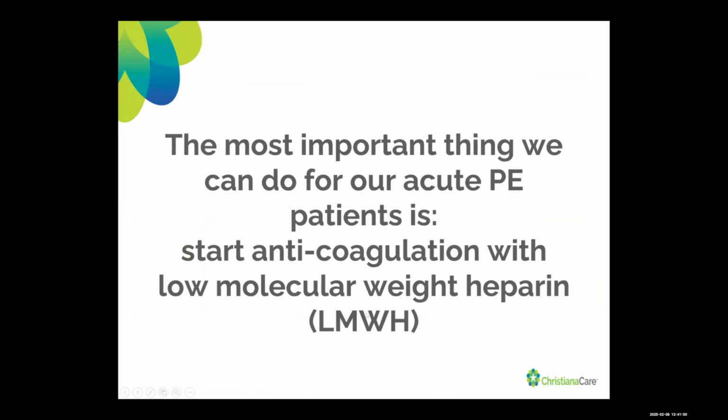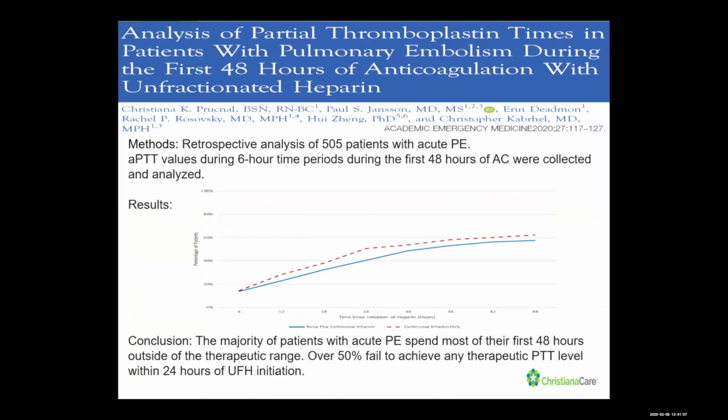So the most important thing we can do for an acute PE patient is give them enoxaparin, low molecular weight heparin. This is a study from MGH that shows that when we give unfractionated heparin infusion, only about 50% of the patients within 24 hours reach therapeutic levels, which is unacceptable with PE. Those first 24 to 48 hours are critical. We want all of them within therapeutic range. So Lovenox beats heparin on this.